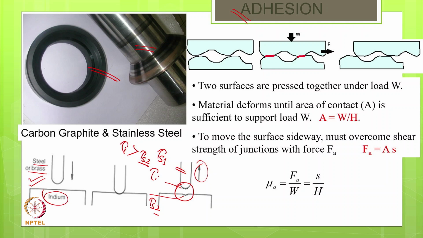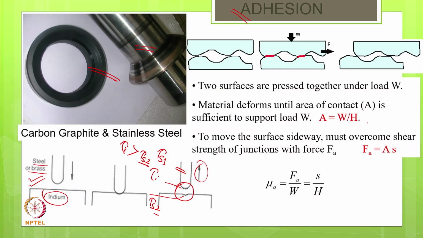Same thing when we write with a chalk on a board: the interfacial strength between the chalk and the board, tau i, will be higher compared to the shear strength of the chalk itself. That's why that is happening. So now if we try to write in mathematical form, the area of contact can be given by applied normal load divided by hardness, because the layer is getting transferred, and that's why the hardness comes into the picture.